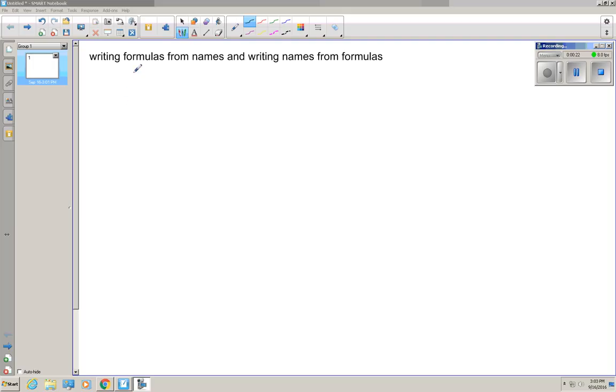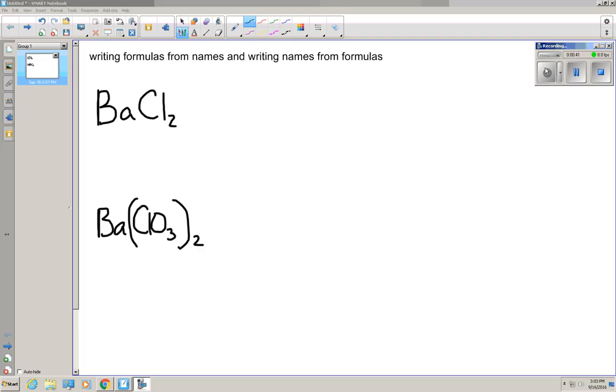But I want to start with writing a couple chemical formulas, and I think I'm going to do barium chloride. And I really shouldn't have said what that is, but there it is, BaCl2. And then I'm going to take Ba. Okay, so I have two compounds here. And I have a chemical formula, obviously, with both of these, but now I want to write a name.